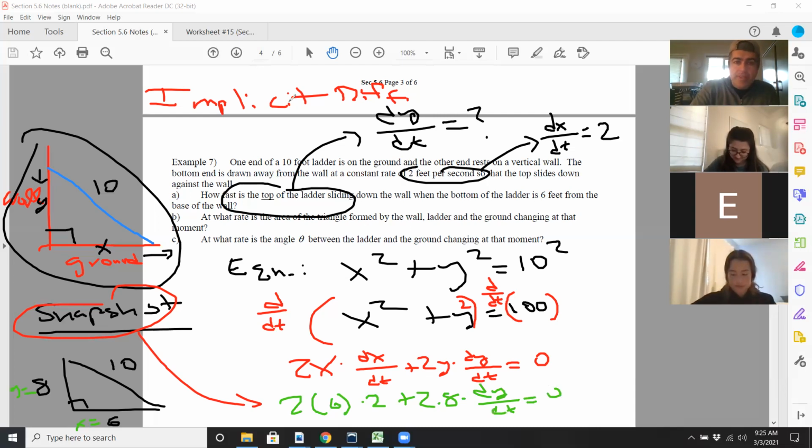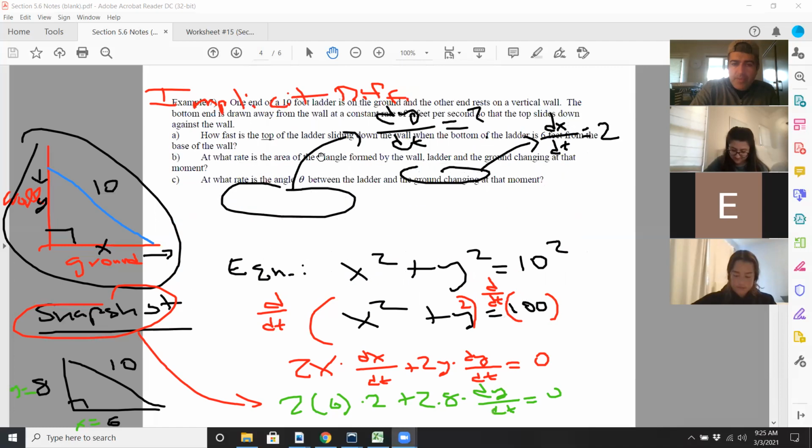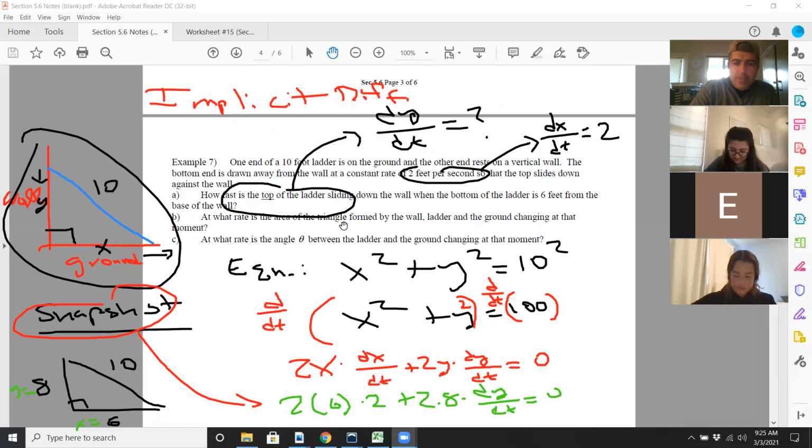So now we're almost at the last step. Solve for what you want. You substitute it, solve for what you want. So we do that. I'm going to need some space here, so let me erase stuff up top. We know this.